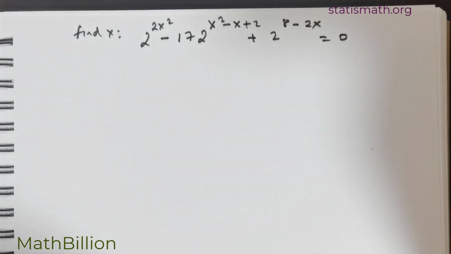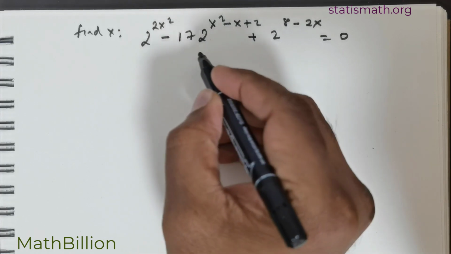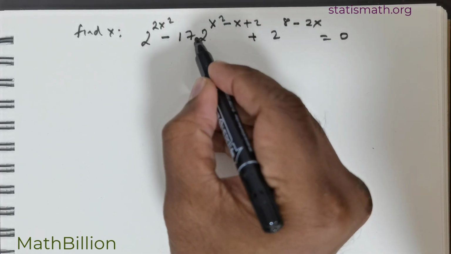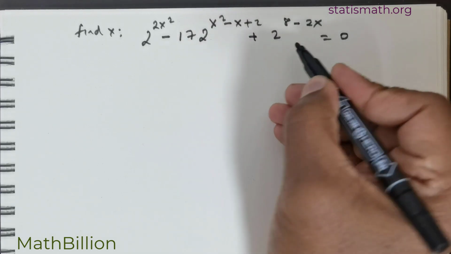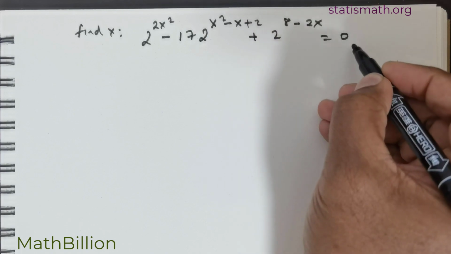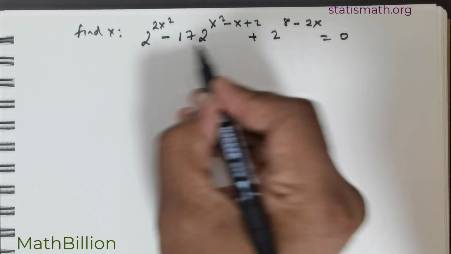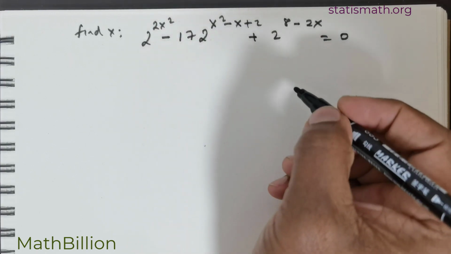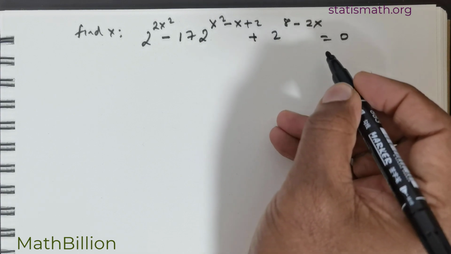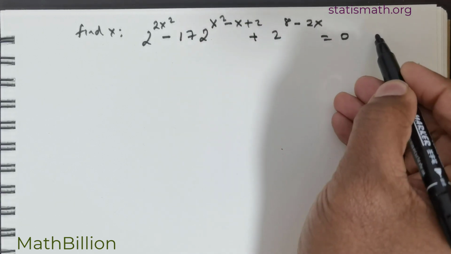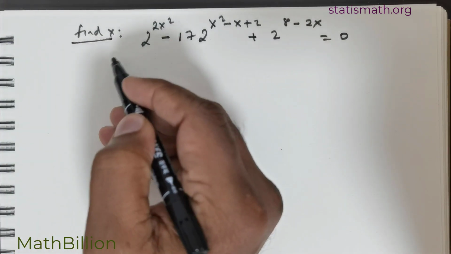Welcome everybody. We've been given this question: 2^(2x²) − 17 · 2^(x² − x + 2) + 2^(8 − 2x) = 0. Now you can clearly see that this particular system has exponential quantities embedded all across. What we have to do is convert this into a quadratic equation so that we will be able to extract the values, or in other words solve for x.